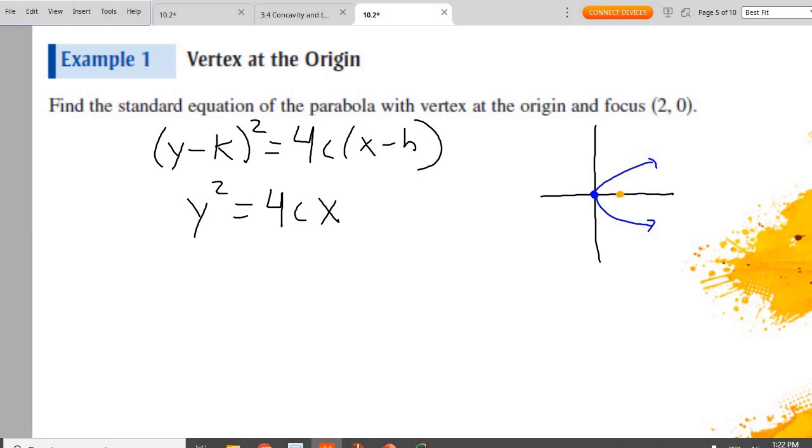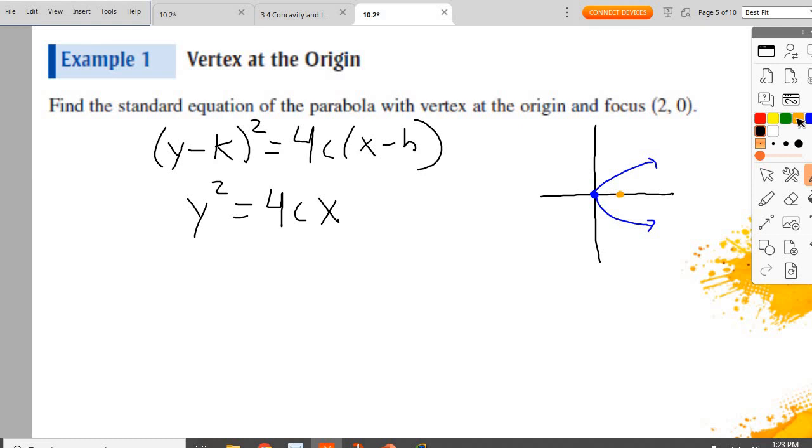However, we do have an extra variable right now, which is what? C. So, in order for us to have a finished equation, we do have to find the value of C. But what did we say our C value is? The distance between the focus and origin. Okay. Well, not necessarily the origin. The vertex. Now, it happens to be the origin here, but it's not always the origin. It's the distance between your focus and your vertex. What is that distance in this case? 2. 2.